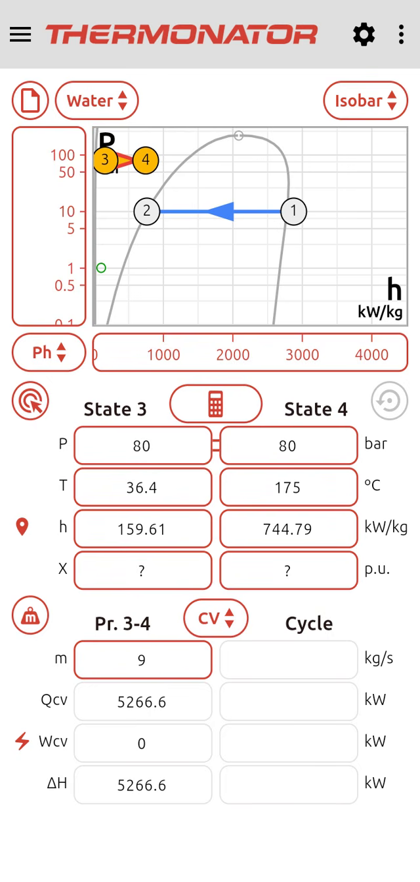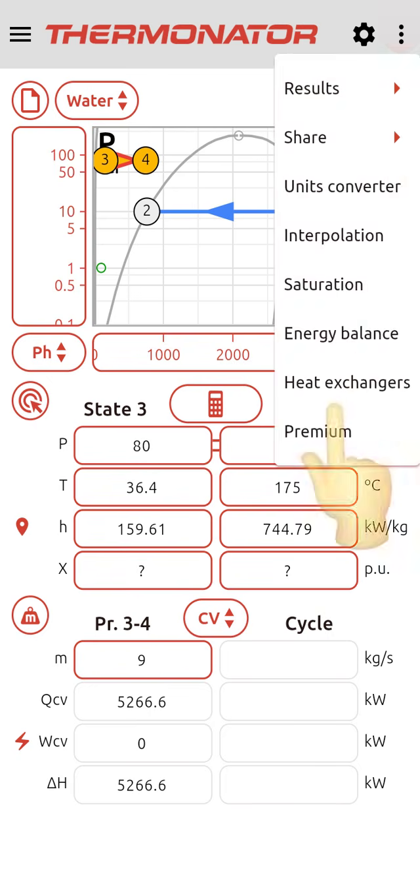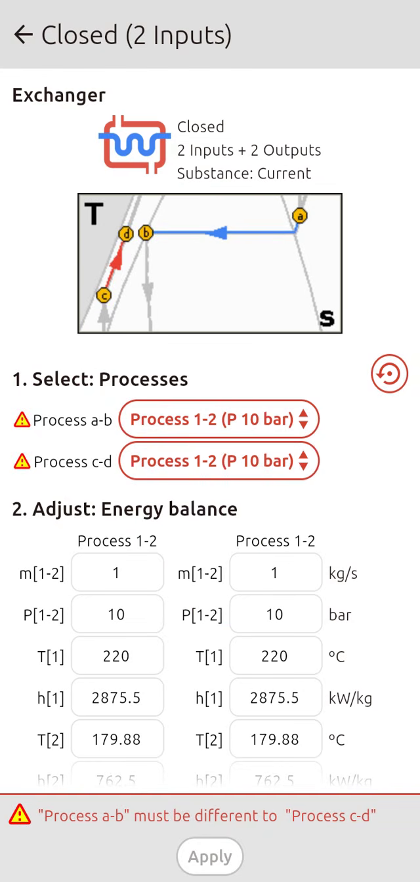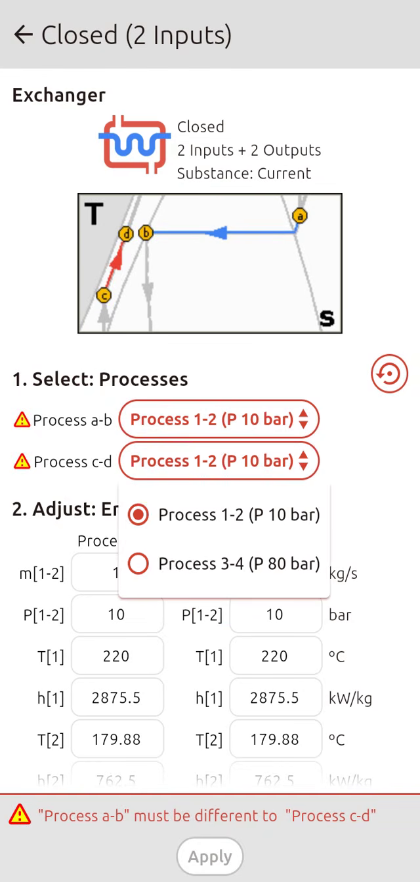We select the Heat Exchangers menu to adjust the energy exchange between the two processes. We select the Closed, 2 inlets, heat exchanger. We select process 3, 4 as the cold line.